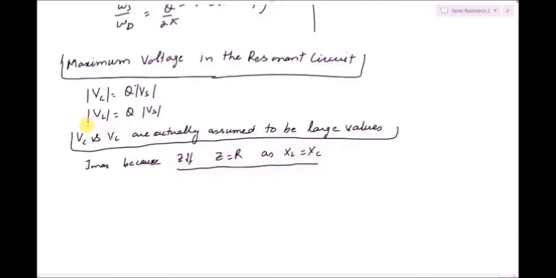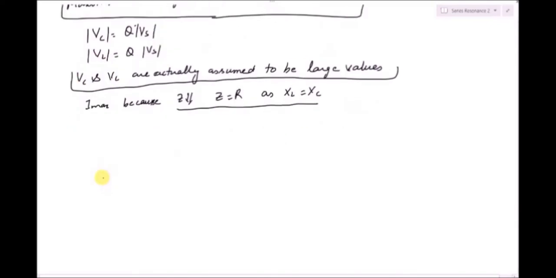So the voltage is assumed to be a large quantity across the capacitor and inductor, but they are actually out of phase. So now we are going to calculate what is the value for the maximum voltage and at which frequency it occurs. So is it occurring at the resonant frequency or is it occurring at some other frequency value? So we will start from the RLC circuit, that is we have some source voltage, a resistor, capacitor and inductor. So this is your Vs, this is your Vc, right?